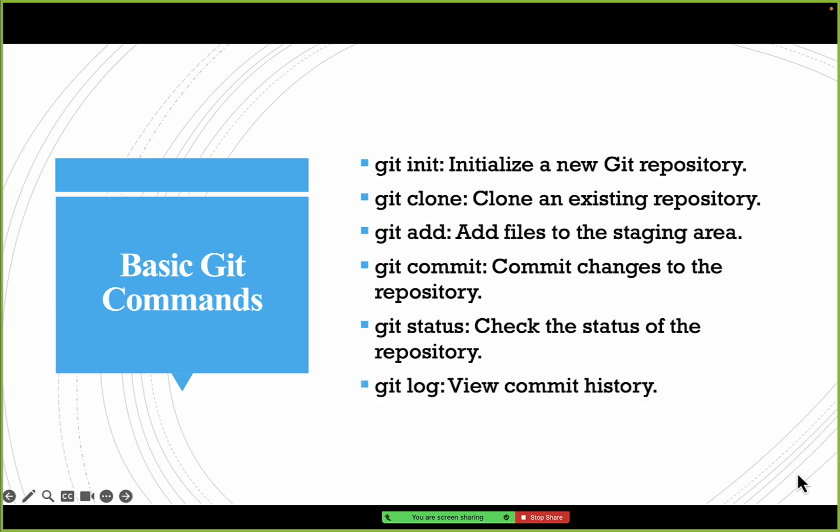Then you have git log. Git log will give you the history of different commits. As I've told you, every time you want to save your changes, you commit. So if you want to view the different commits that you've been making ever since you started your project, you'll need to run a command called git log. Git log will give you a history of your different commits.